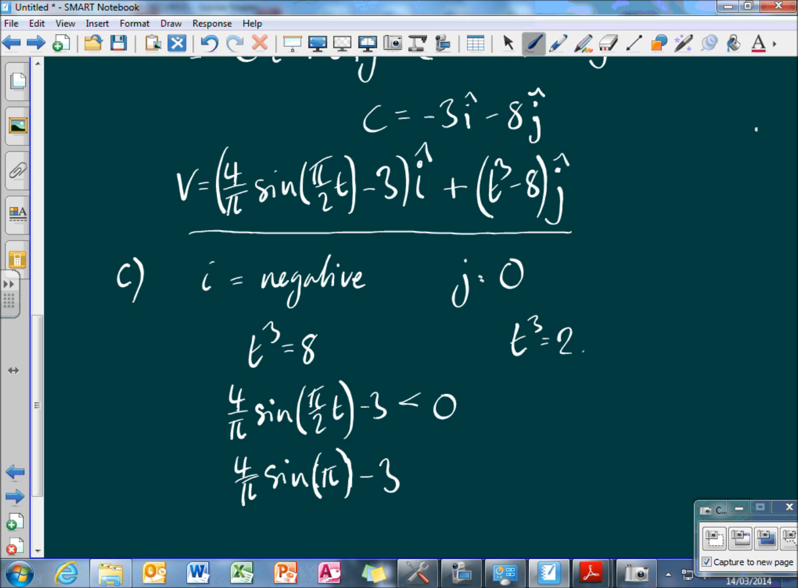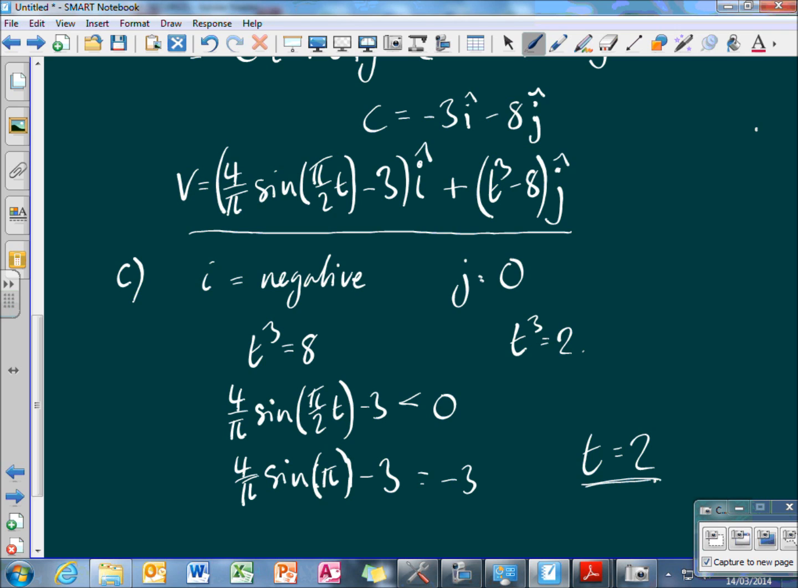Minus 3. Well, what does that equal? Sine pi is going to be 0, so all of the first bit is 0, so that just equals minus 3. Okay, so find t when the particle is moving due west. It's when t equals 2, because 2 satisfies both of those conditions.